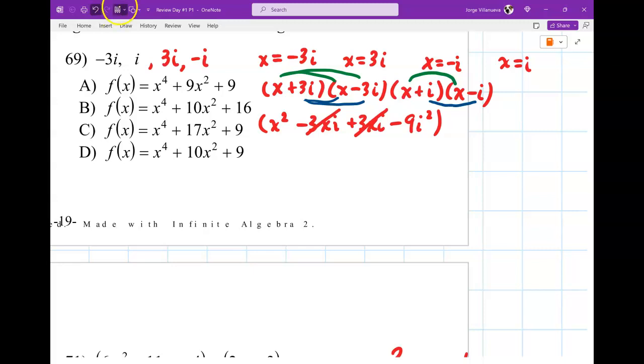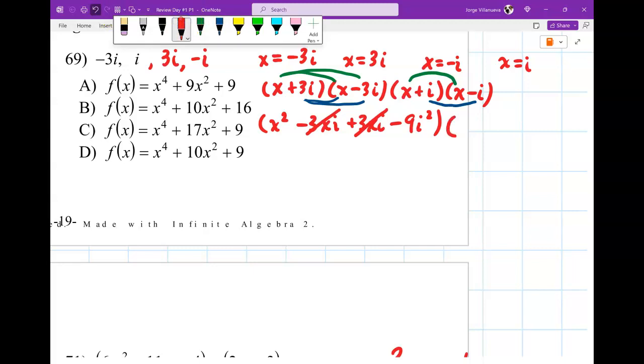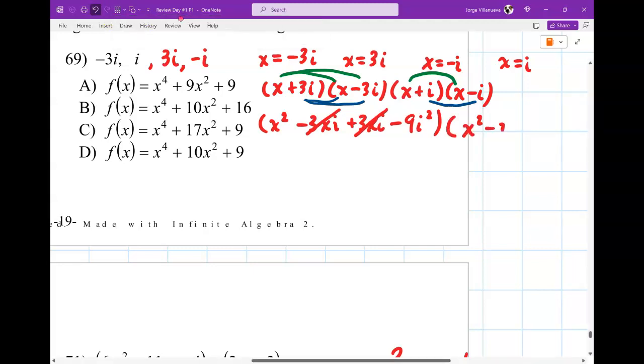So my next multiplication is x squared minus i squared, because x times x is x squared, i times negative i is negative i squared. So let me go ahead and work this out here. I got x squared. Now, minus 9 i squared. What's i squared? Negative 1. So if it's negative 9 times negative 1, that becomes positive 9.